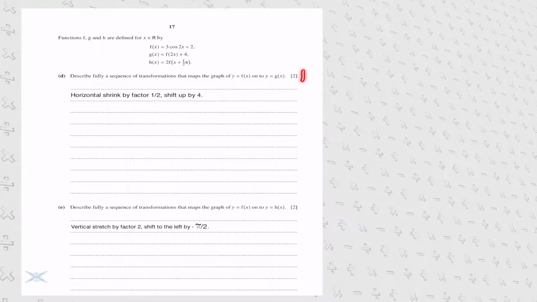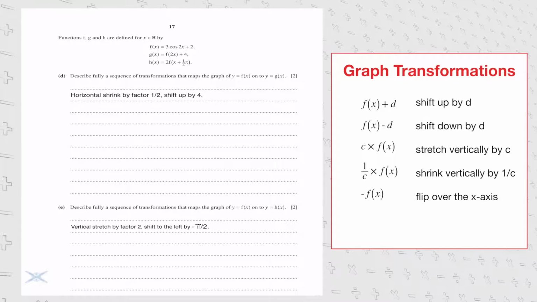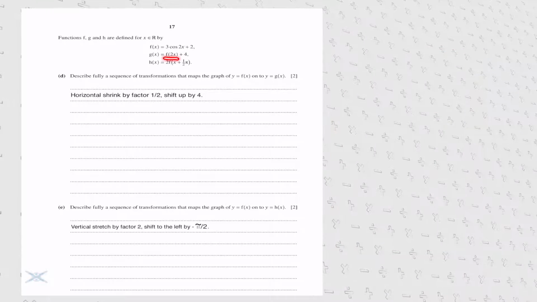In part D of exercise 11, it is stated that functions f, g and h are defined for x being element of the real numbers. We are here required to fully describe a sequence of transformations that maps the graph of y equals f of x onto y equals g of x. And according to the rules for graph transformations, which are provided to the right hand side of the screen, we should be able to realize that this expression relates to a horizontal shrink by factor 1/2 and +4, meaning that this entire function would be shifted up along the y-axis by 4.